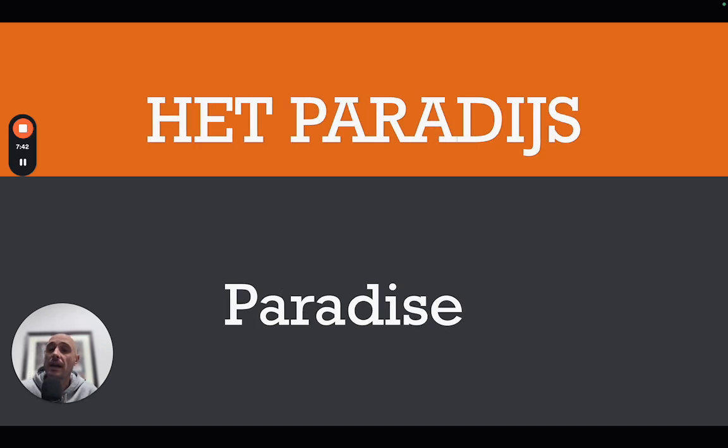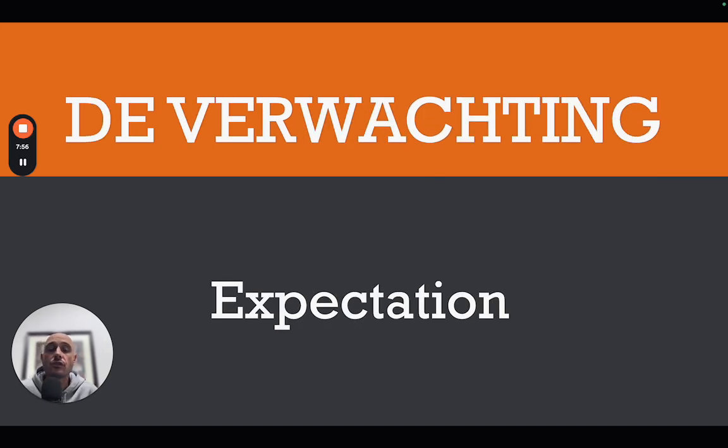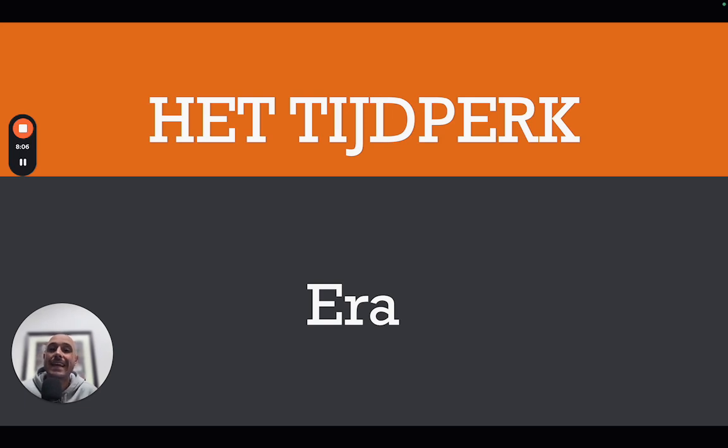We continue with paradise, very close again, English and Dutch, het paradijs. Right? And then tools, the common noun for tools in Dutch is het gereedschap. These are the tools. We continue, de verwachting. Verwachting is expectation, right? Verwachting is the expectation. We continue, and het tijdperk is the era, right? The era of the dinosaurs, for instance, or the era of the Middle Ages, and so on. That would be het tijdperk.